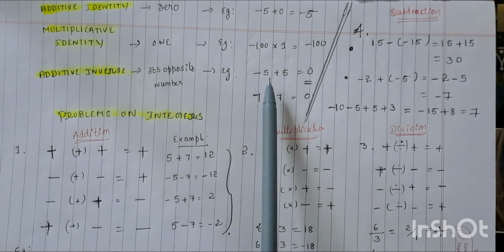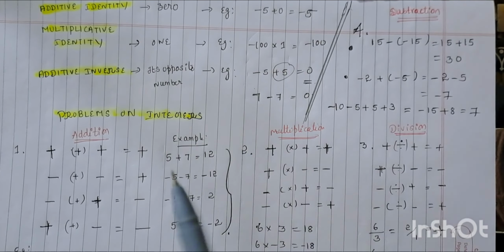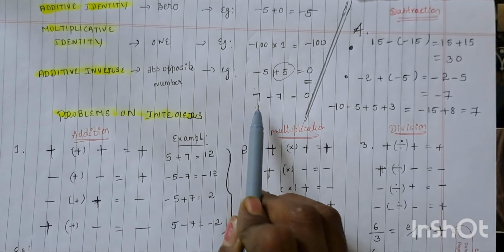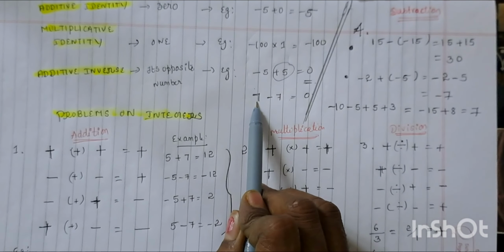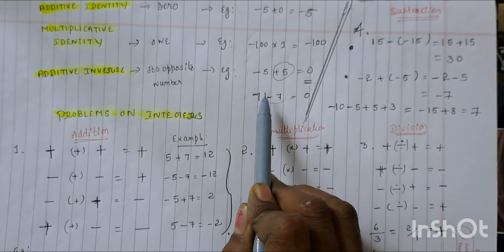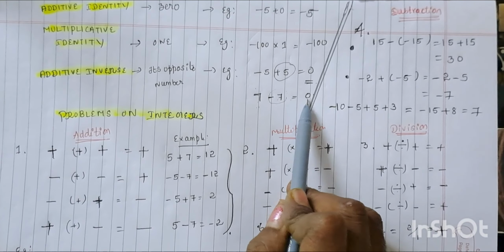So what is the additive inverse of minus 5? Plus 5. Plus 5 is the additive inverse. Similarly, if you are taking 7, what is the additive inverse of plus 7? Minus 7. Sorry, it's an additive inverse, because only if you add this number will you get 0.